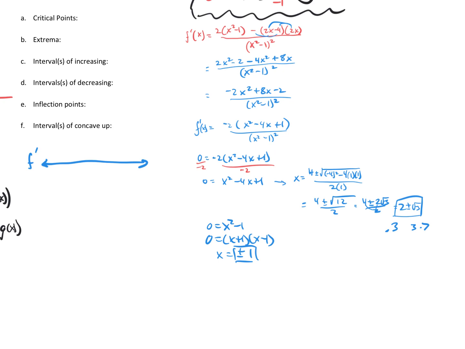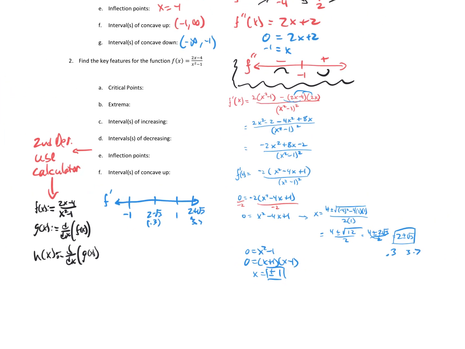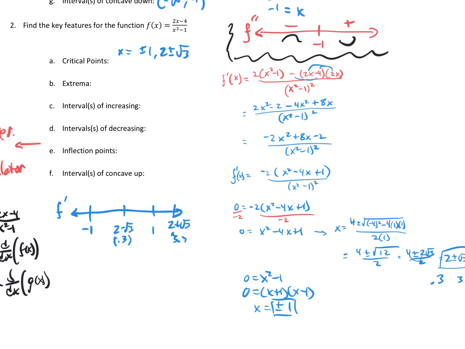Okay, so we've got negative 1. We've got 2 minus the square root of 3, which is about 0.3. We'll put that in parentheses there. We've got positive 1. And we've got 2 plus the square root of 3, and that's about 3.7-ish. Okay. All right. So where's the critical values? Well, we had x equals plus or minus 1 and 2 plus or minus the square root of 3. All right. Well, where's the extrema? Let's find our values.